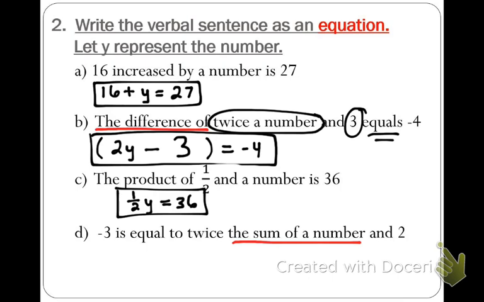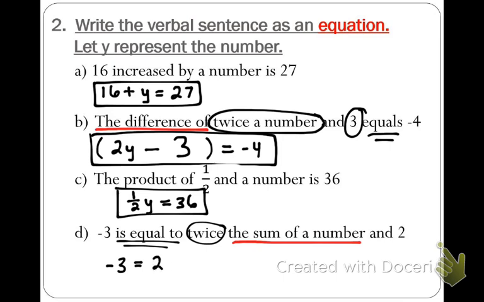-3. Okay, before anything else, I'm going to write -3. Let's just keep tearing this apart. Is equal to, what should I put next, Emma? Okay, an equal sign. Next up, twice. What do you think I do to symbolize twice? 2. The number 2, very good.